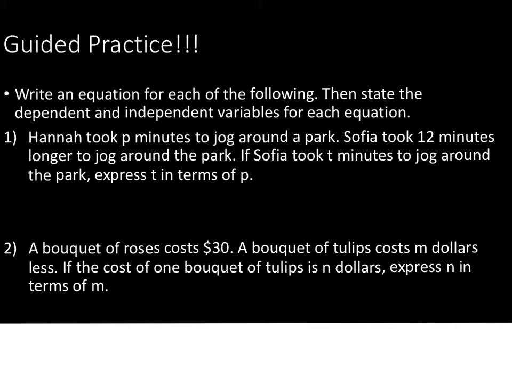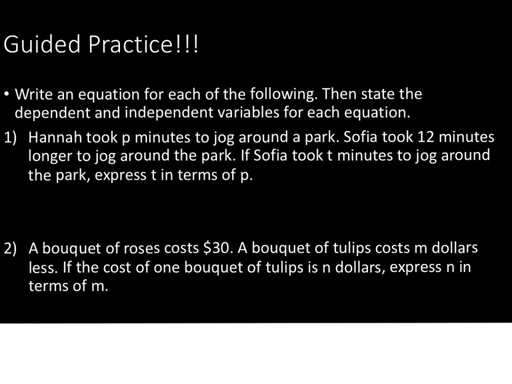All right, so guided practice. There's actually going to be 4 of these, and you only have to write the directions once. It says write an equation for each of the following, then state the dependent and independent variables for each equation. I'm going to read each one aloud, but I do want you to try these on your own. Number 1 says Hannah took P minutes to jog around a park.